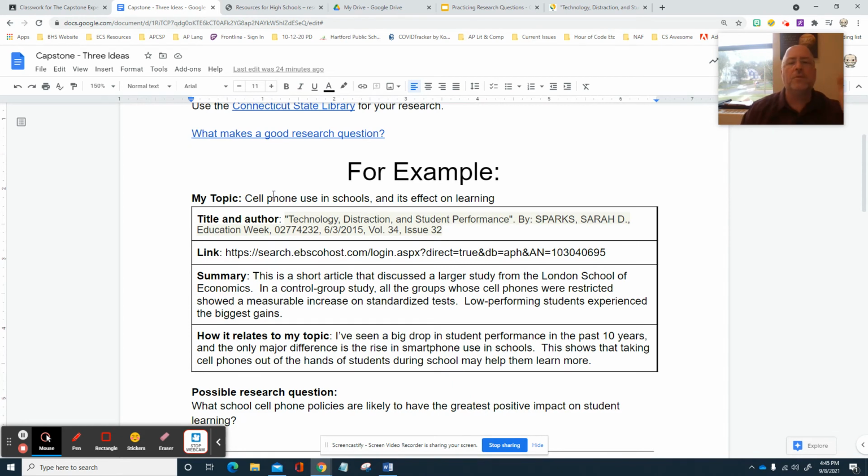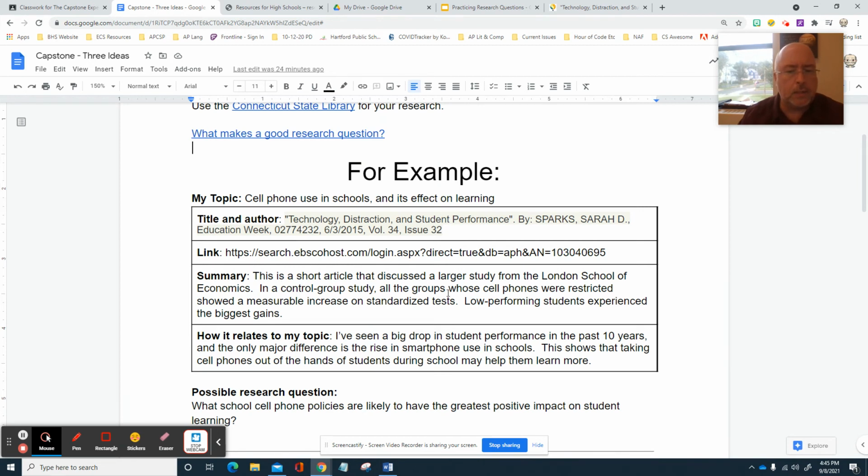My topic is cell phone use in schools and its effect on learning. I'm dealing with cell phones all day long. It makes me crazy. I went online and I researched and I found a really easy article. I actually found 10 or 12. Technology distraction in student performance. And there's the link. So I put in the link and then I read it. It wasn't a long read.